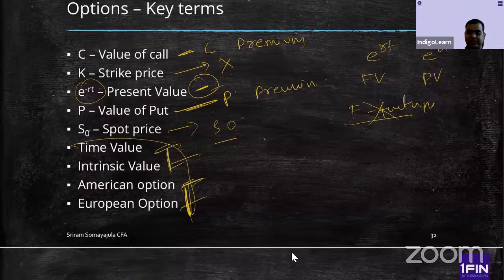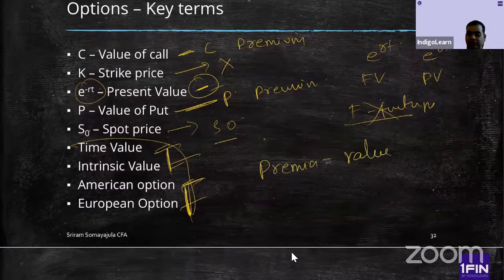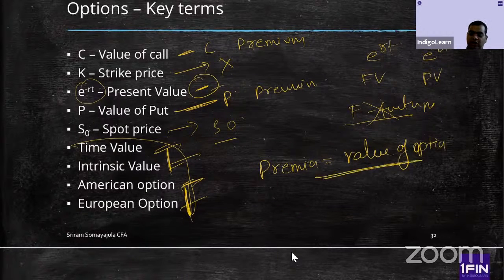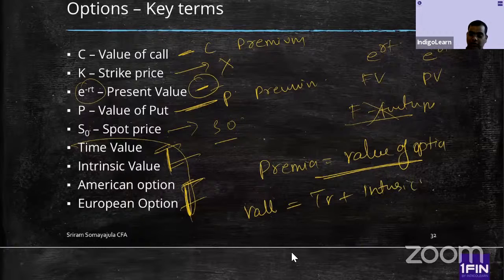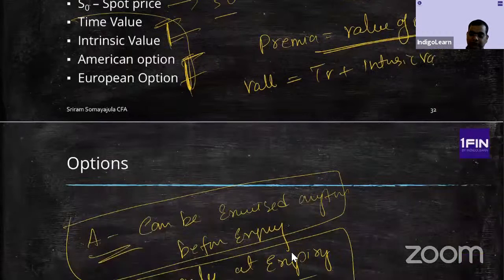Then time value and intrinsic value. See, when you look at the premium, premium is equal to the value of the option. Please remember this. And the value of the option is equal to time value plus intrinsic value. Now, what is intrinsic value?